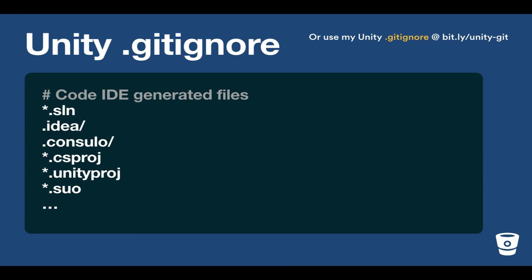So depending on what IDE you use, I'm quite partial to JetBrains' Rider, which is their new C# IDE, but you could be using Visual Studio or Xcode or MonoDevelop or whatever. Whatever you use, just make sure that you've got the files that are generated from that added to your gitignore file as well, so you don't have that same problem with conflicting.